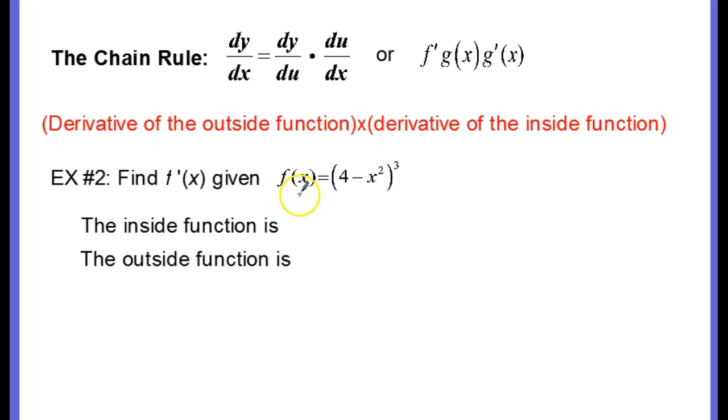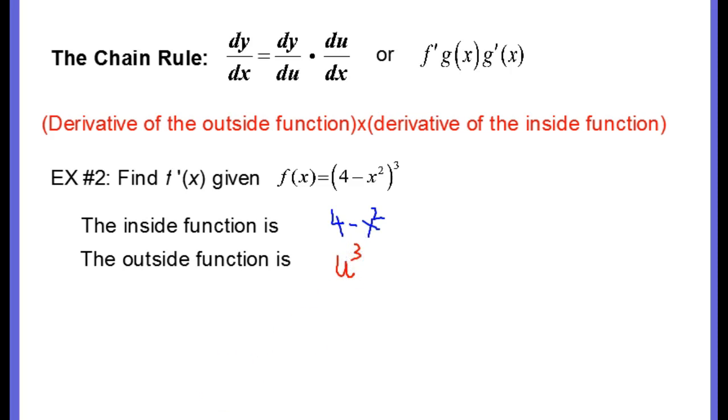Here we have f of x equals (4 minus x squared) cubed. So our inside function is what's inside parentheses, 4 minus x squared. And you'll notice that this is being raised to the third power. And so you can think of the outside function as being something like u to the third power.